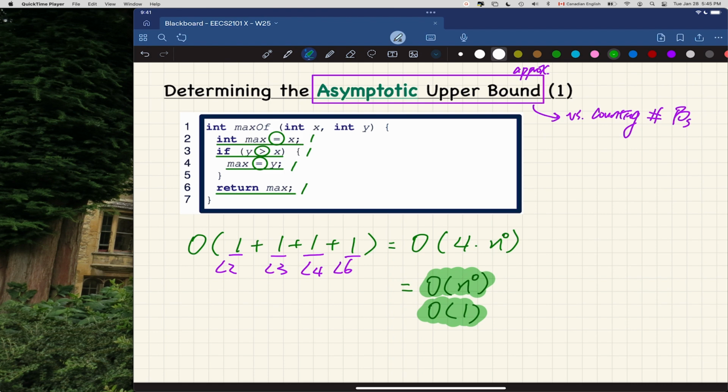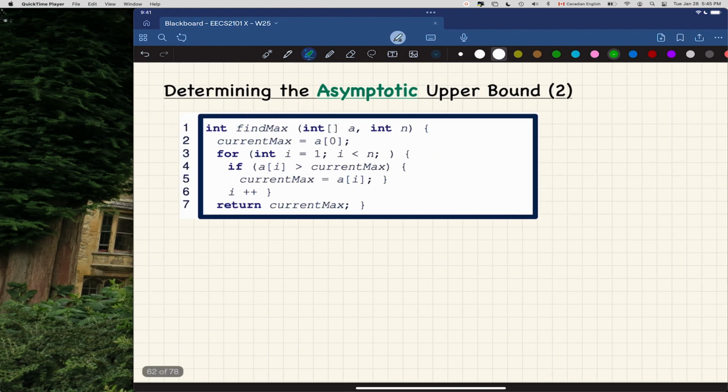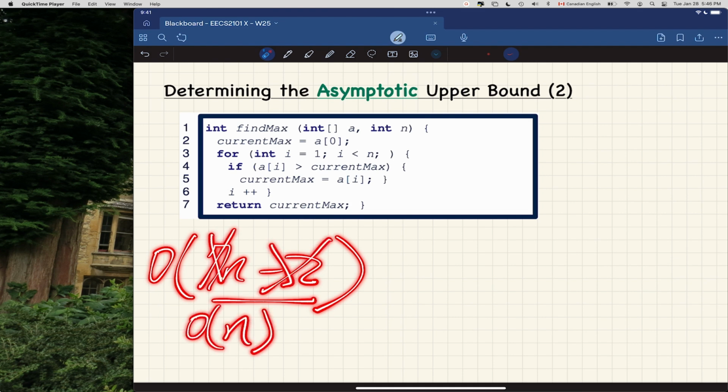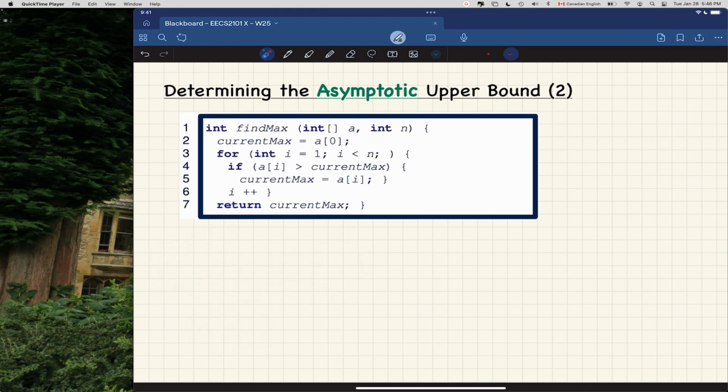The second one also is quite familiar to you. This one here is a find max. What we did earlier was we tried to calculate the precise number of primitive operations, and we got something like 7n minus 2. So you can see obviously, if you say big O of 7n minus 2, that's not acceptable. It should really drop and drop, so you only got big O of n. That's one way to solve it, right? To count the precise number of primitive operations.